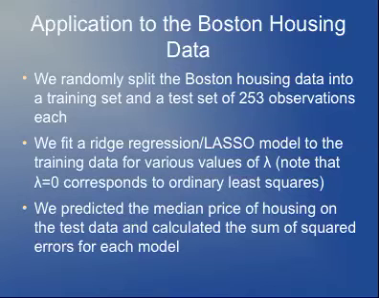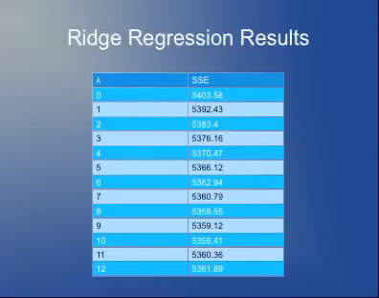I used these various models to predict the median price of housing on the test set and calculated the sum of squared errors for each possible value of lambda. And what did this look like when I did it? First of all, I tried ridge regression with lambda equals 0 and then just increased lambda and looked at the sum of squared errors on the test set.